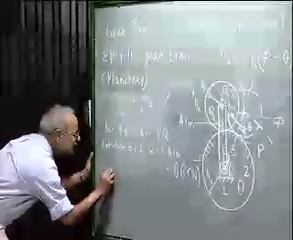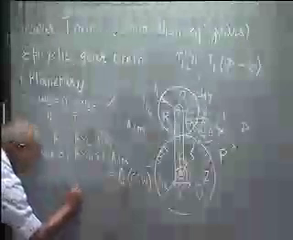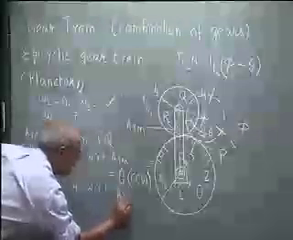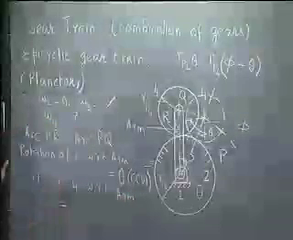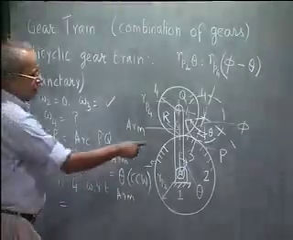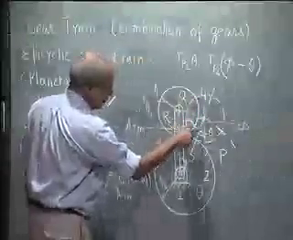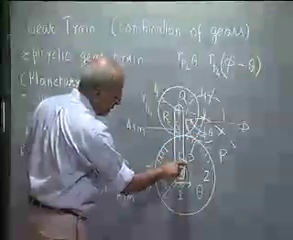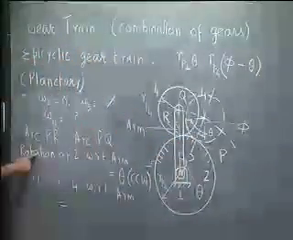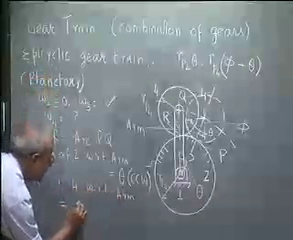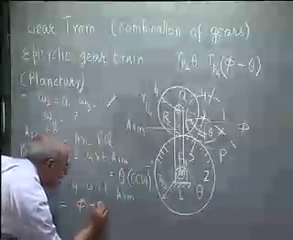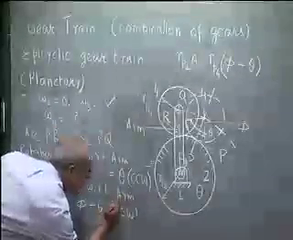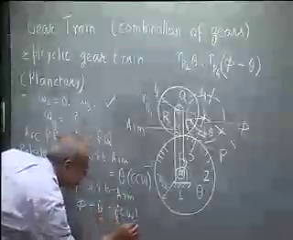And what is the rotation of 4 with respect to the arm? Gear 4 has rotated by an angle phi in the clockwise direction. Arm has rotated by an angle theta in the clockwise direction. So rotation of 4 with respect to arm is phi minus theta in the clockwise direction.